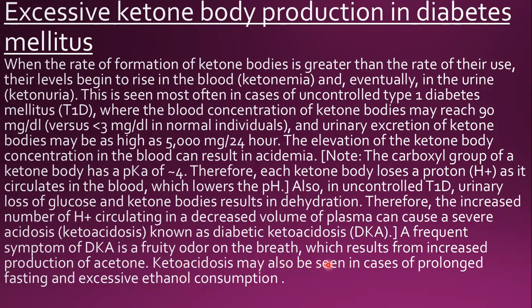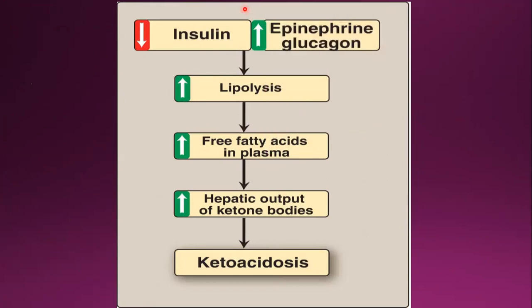Now, ketoacidosis may also be seen in cases of prolonged fasting, and also in people who like taking alcohol. Excessive ethanol consumption can also cause ketoacidosis. So in people with diabetes mellitus, we know they have deficiency in insulin, so lipolysis in the adipocytes will increase. So the free fatty acids will also increase in the plasma. And remember, they will go to the liver and be converted into ketone bodies. This will lead to ketoacidosis.